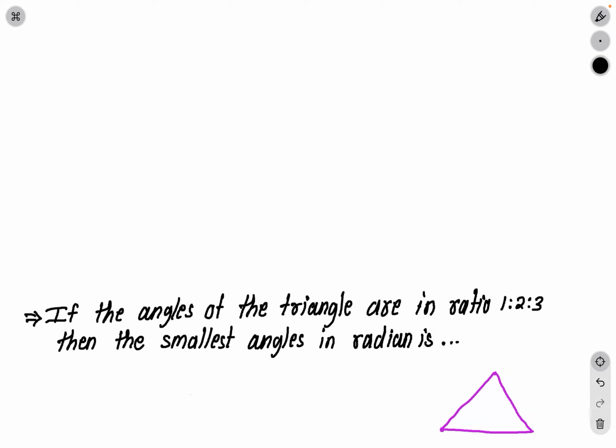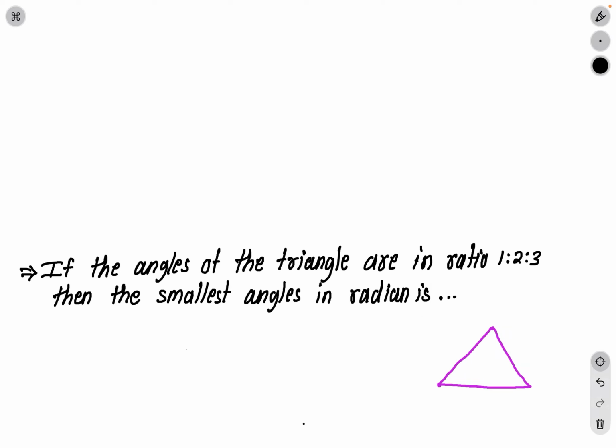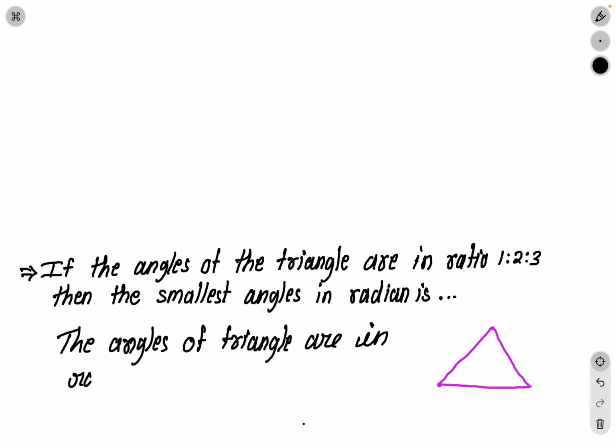If the angles of a triangle are in ratio 1 is to 2 is to 3, then find the smallest angle in radian. The angles of triangle are in ratio 1 is to 2 is to 3. Hence, we consider these angles as K, 2K and 3K.